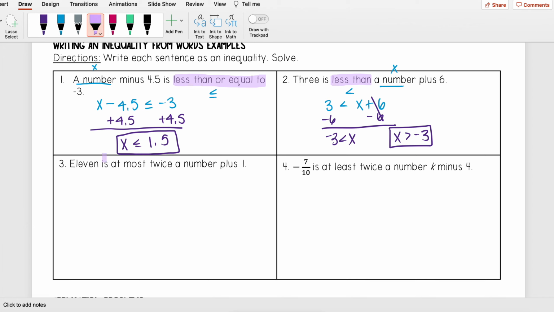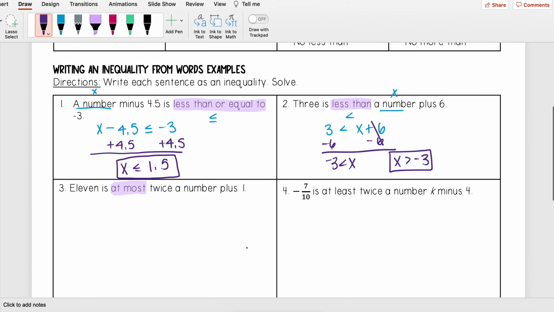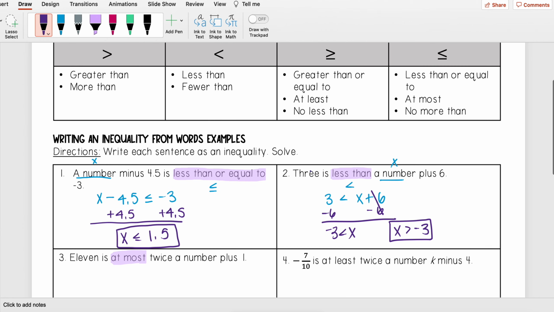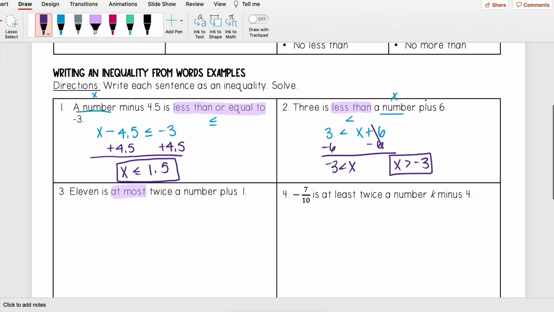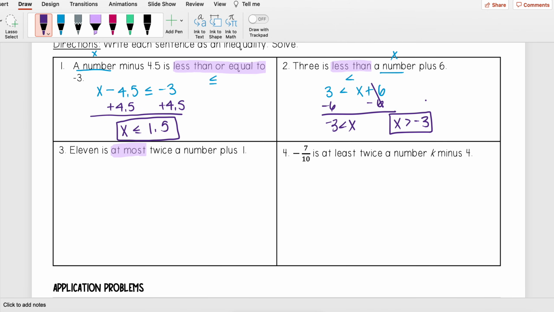Okay, this next one says 11 is at most twice a number plus 1. So I think at most, what inequality does that match with? And I see that is in the less than or equal to. And if you think about it, that makes sense. When I say at most, that means I don't want anything greater than that. I want it equal to it or less than. So if I write this out, this will be 11 is at most, which is less than or equal to, twice a number, which is just 2x, plus 1.